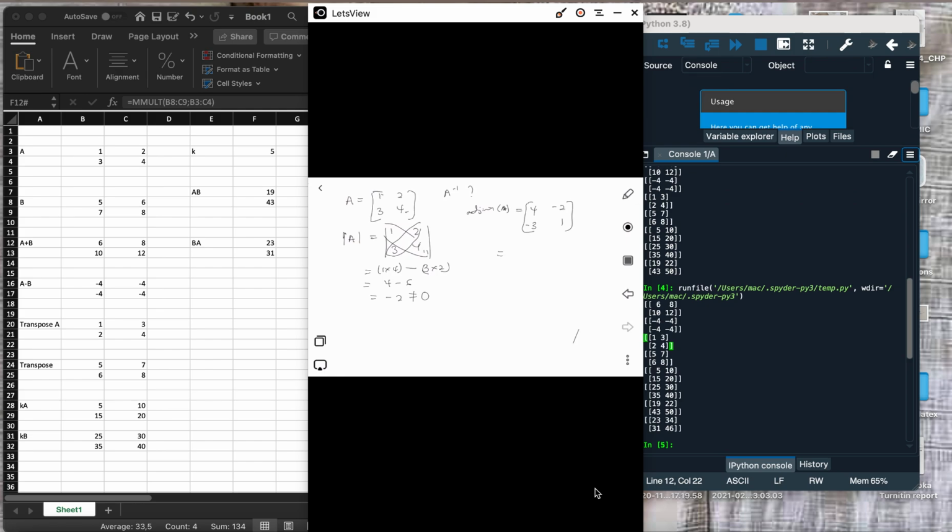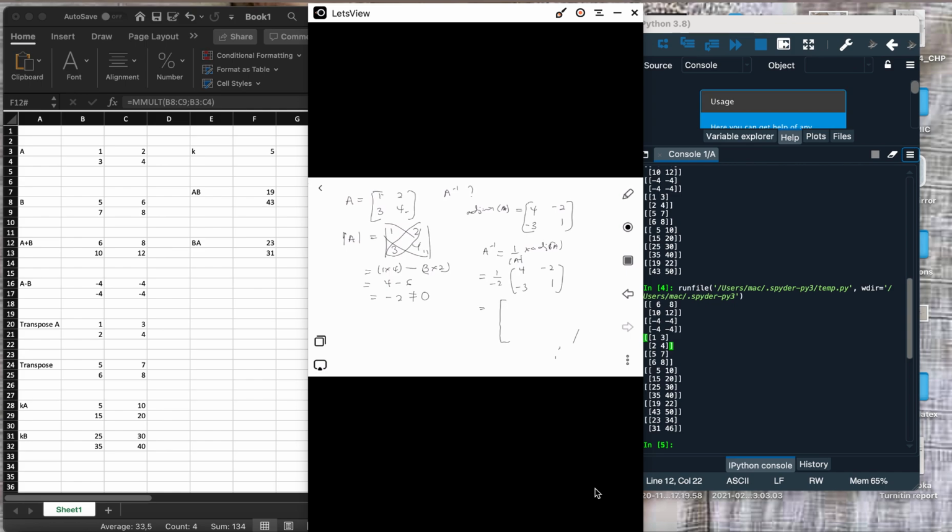Okay, so the inverse is equal to 1 over the determinant times the adjoint of A. And what did I get for the determinant? 1 over minus 2 times the adjoint, which is 4, minus 2, minus 3 and 1. Right now, there's a number multiplying a matrix, and this is known as scalar multiplication. And in scalar multiplication, we multiply the scalar by each and every component of our matrix.